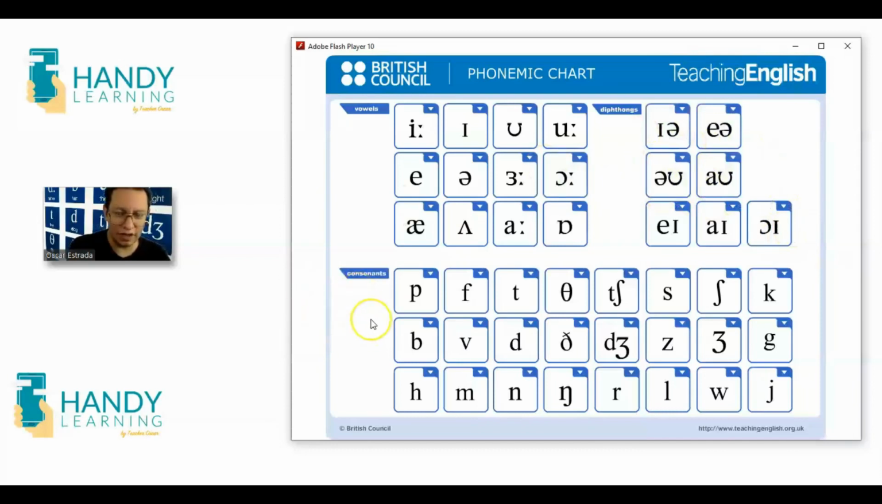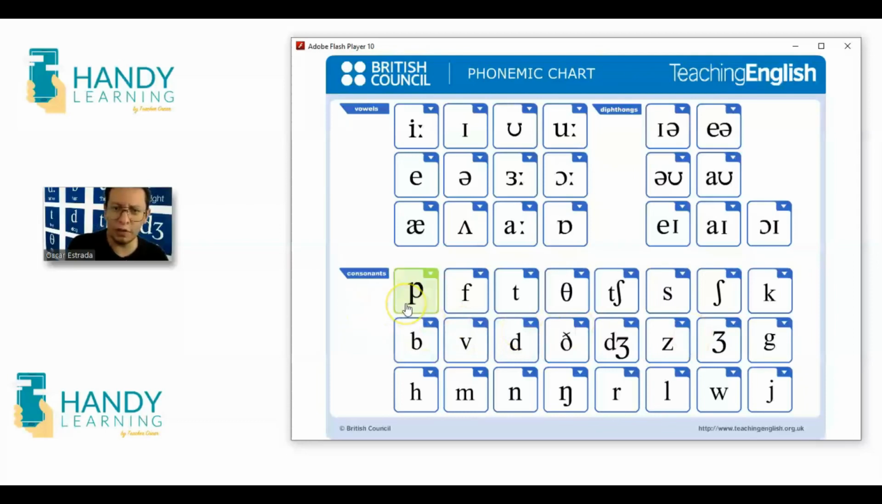Then we have the consonants. Remember yesterday we were talking about the classification of consonants. Some of them are plosive, some of them are alveolar. Remember the classification is into manner, place, and voicing. So let's take a look at them. We, Spanish speakers, share many of these consonants, but English phonetics has different consonants.